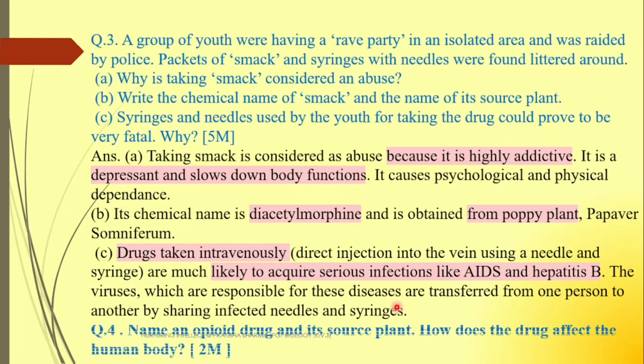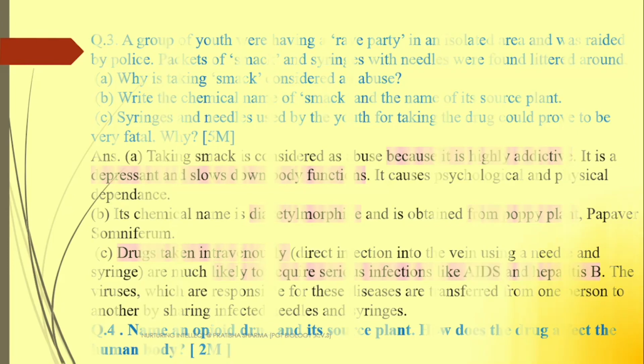So that is all about opioids. Next question is, name an opioid drug and its source plant. So it's the same, that is anything like codeine or morphine, and the source plant is Papaver somniferum. How does the drug affect the human body? That is by slowing down the body function.